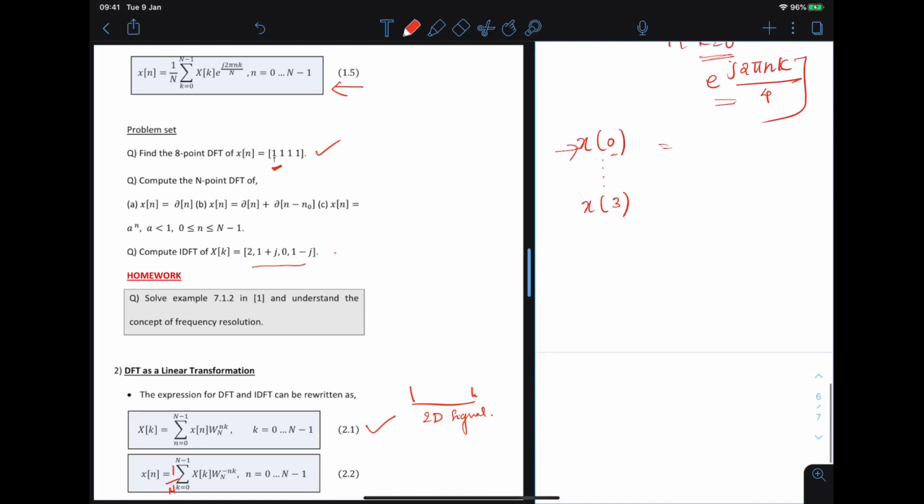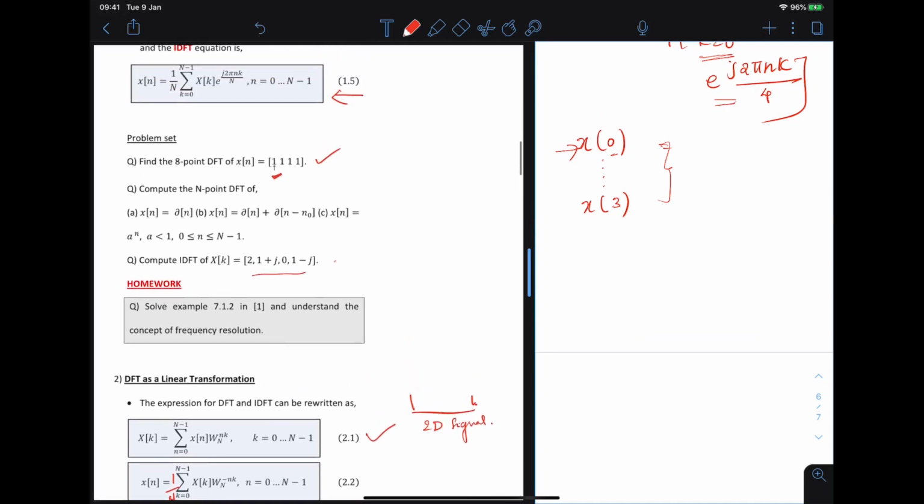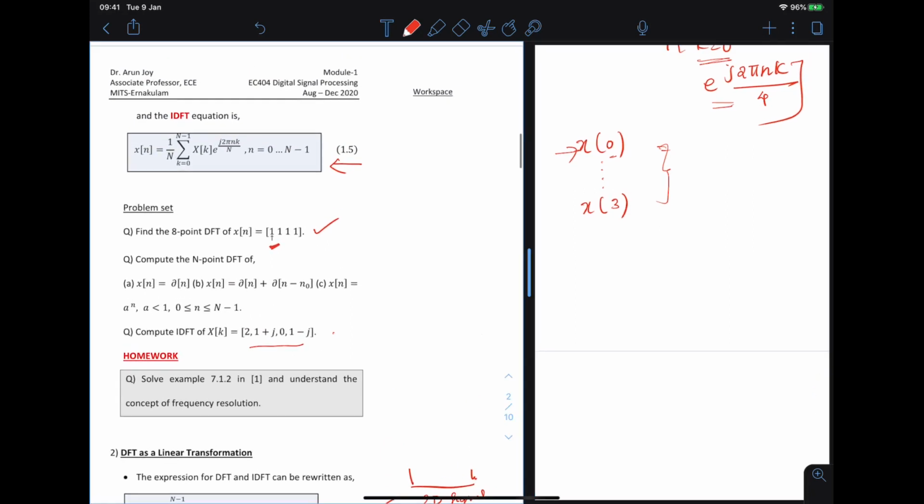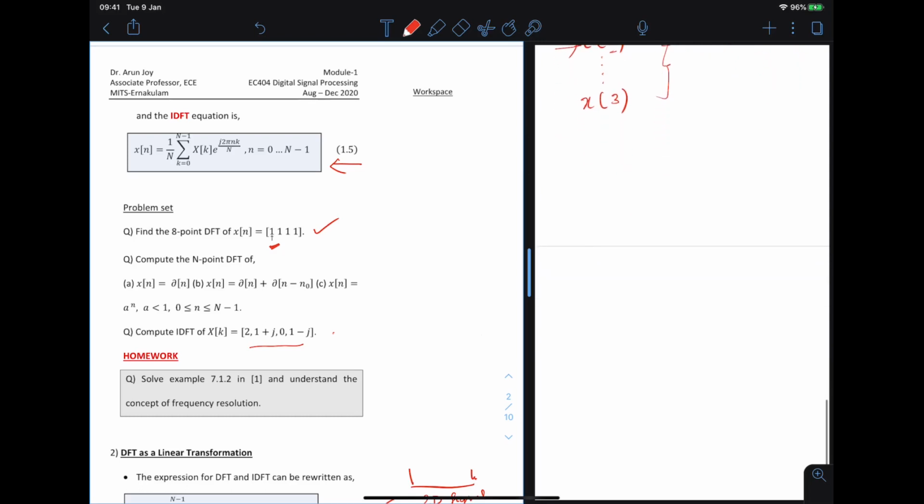You are going to get real numbers. You are not going to get any imaginary numbers in this case. Let us go to the next question. This is an important question to understand the concept of frequency resolution.